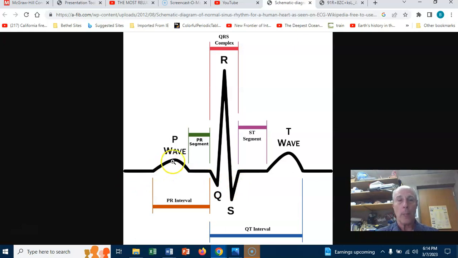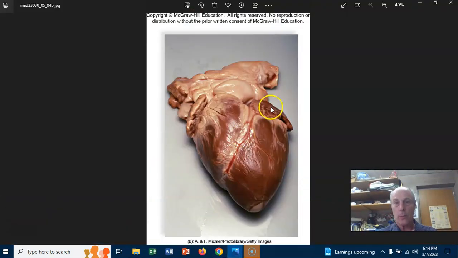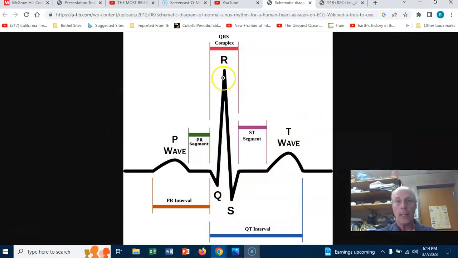And so there are these different parts: a P portion, a QRS portion, and a T portion, an ST portion. Here you have the P wave portion. That's atrial contraction, when the two little chambers at the top of the heart contract. The QRS portion is when the ventricles contract. And then the ST segment is the beginning of the relaxation of the heart before the whole thing starts all over again.